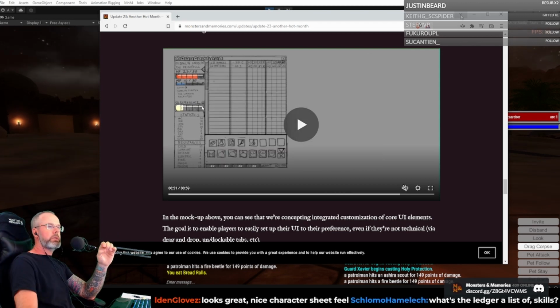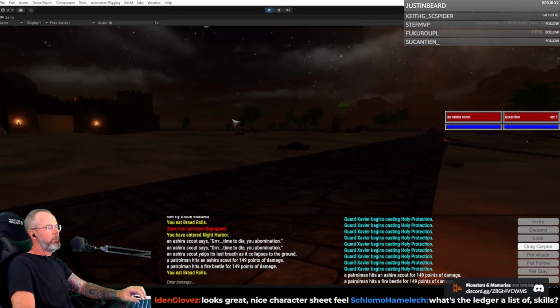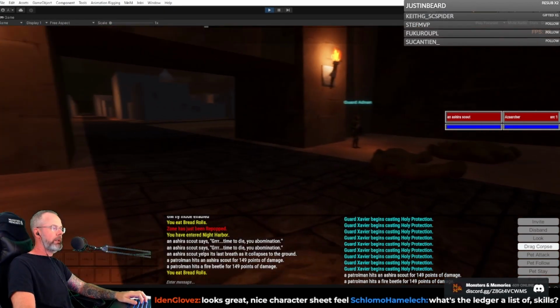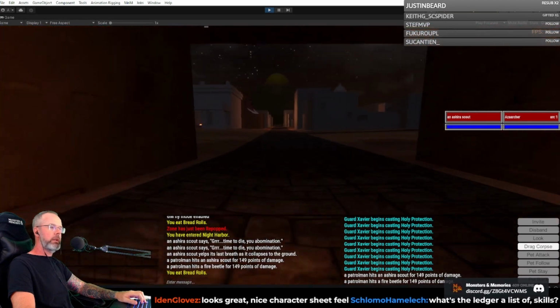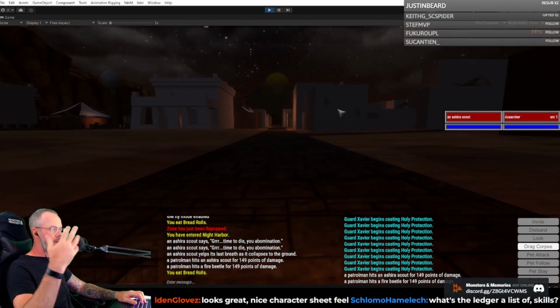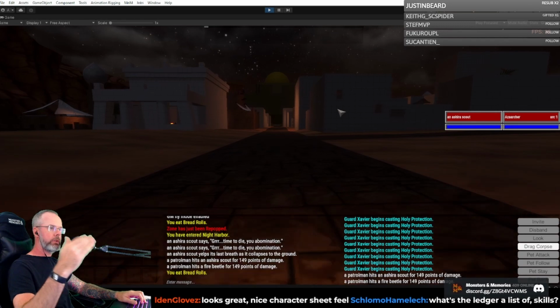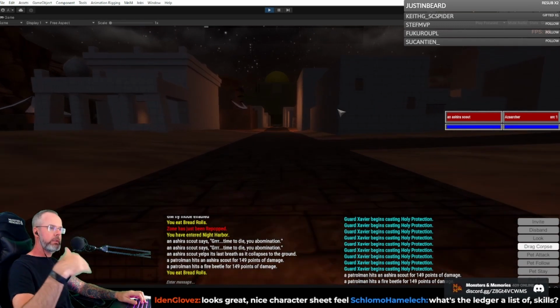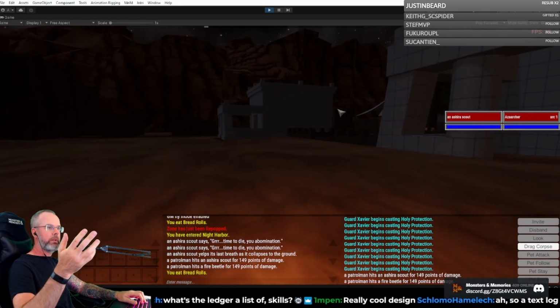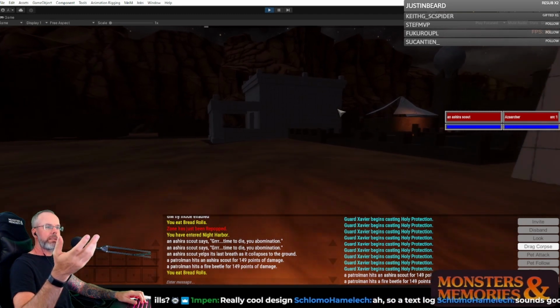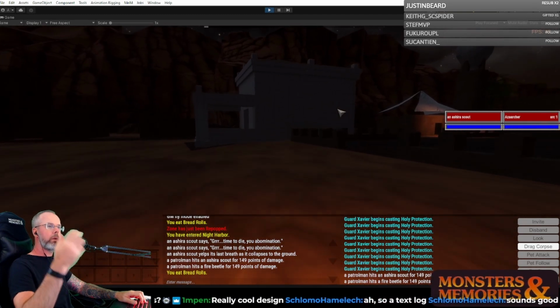So what is the ledger? We were just talking about essentially anytime you buy, sell, trade, delete, loot, anything related to an item, having an item ledger so you can go through your history and see where that transaction happened. Yeah, so it's essentially a text log, but it's parsing it in a way where it's useful.